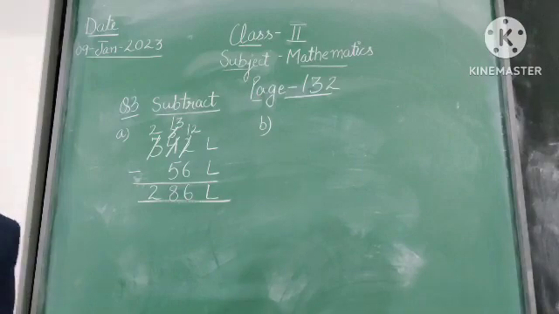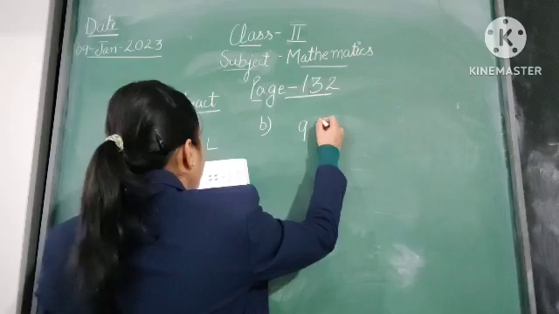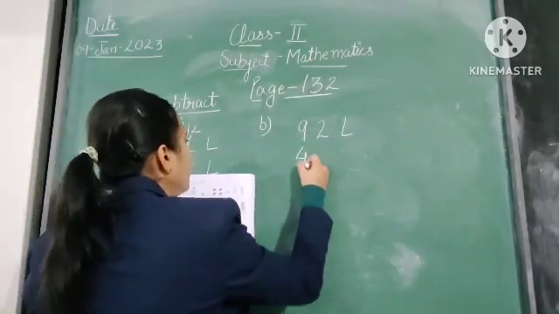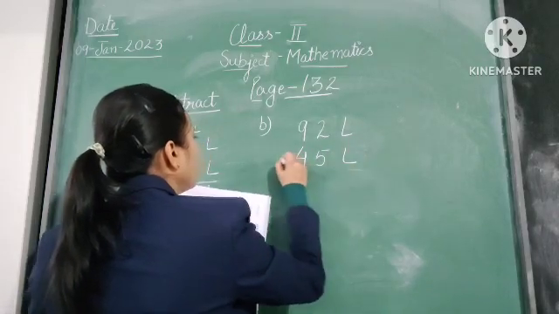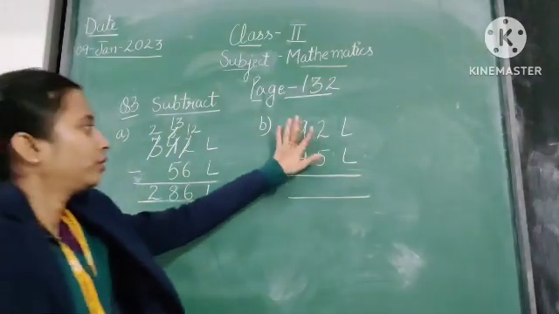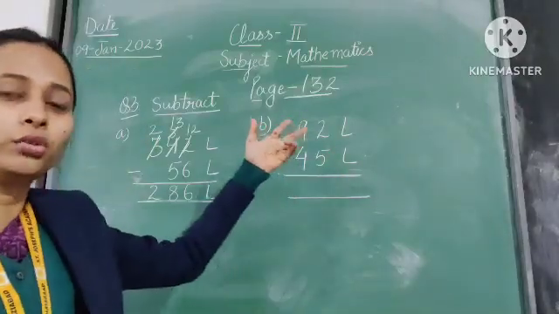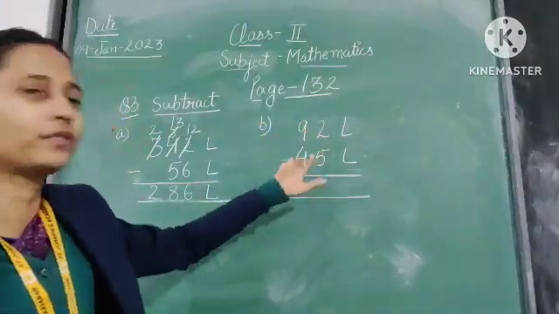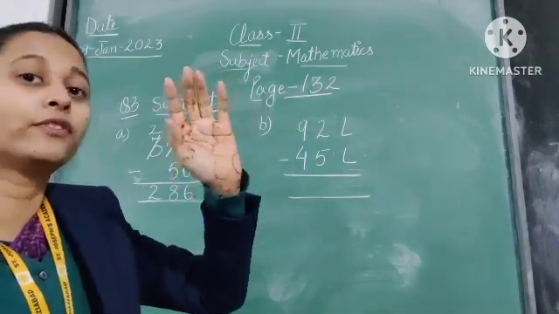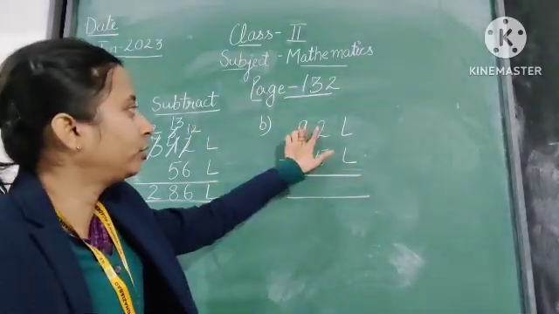Part B. Here we have to subtract. We have been given 92 liters and we have to subtract 45 liters from it. Okay. Here again 2 minus 5. Now we cannot subtract 5 from 2 because 2 is the smaller number and 5 is the bigger number. If you have 2 toffees, you will not be able to eat 5. You will first of all need to purchase more or need to get more from someone. So 2 will here need to borrow.